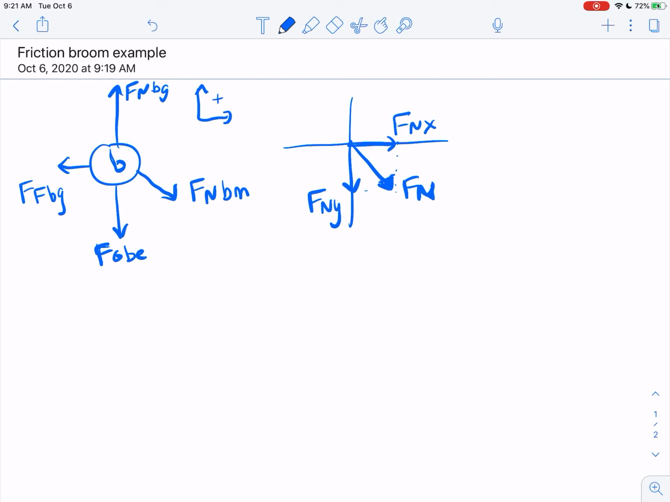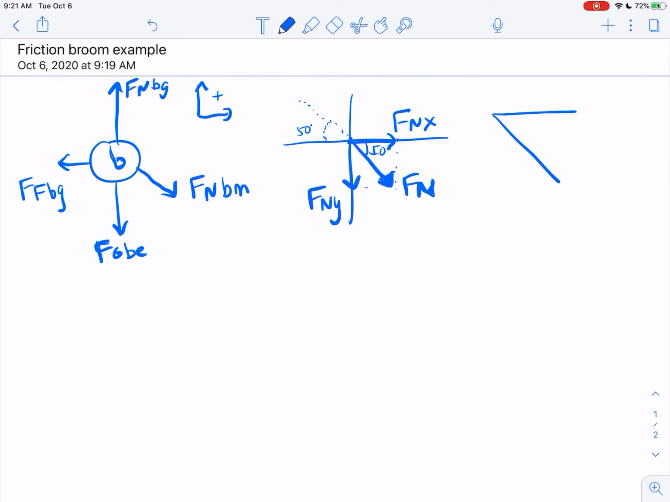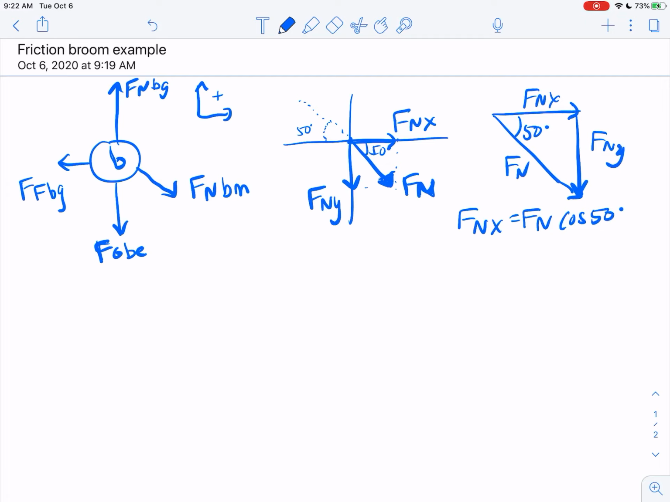And it says it makes a 50-degree angle with the floor. So in the picture, the broom is over here. I would kind of think of this one as being the 50, but if it's with the floor, then that one's also going to be the 50. So I'm looking at a triangle that looks like this. Here's my Fn, Fnx, Fny, and that's my 50. So my Fnx is going to be Fn cosine 50, and then my Fny is going to be Fn sine 50.